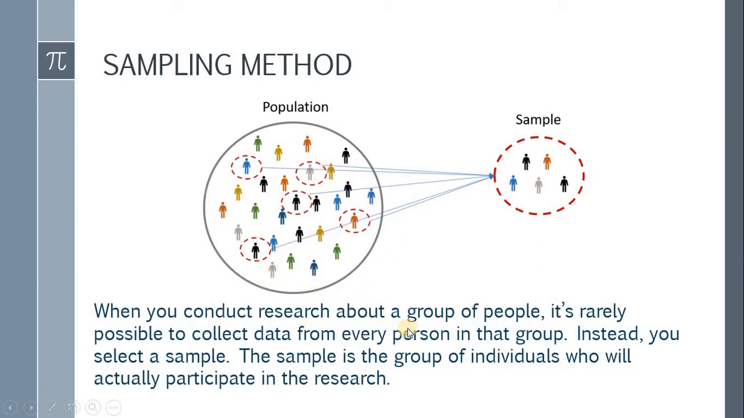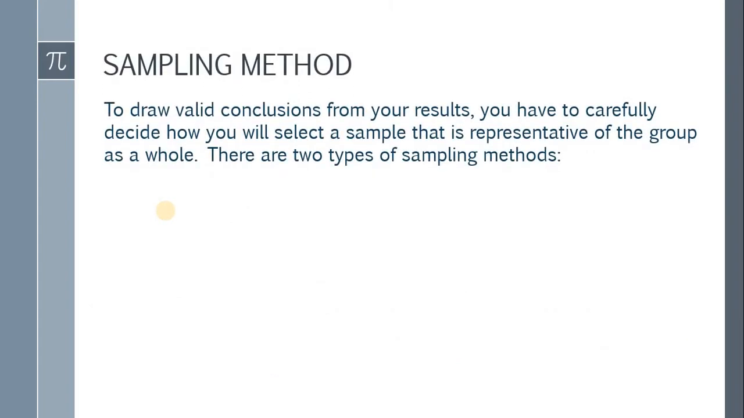Okay? So, when you conduct research about a group of people, it's rarely possible to collect data from every person in that group. Instead, you select a sample. So, imposibleng makuha natin lahat ng impormasyon sa buong population, kaya kukuha lang tayo dun sa sample na kinuha natin sa population. Okay, paano ba natin sila kukuhanin, yung mga sample na yun? To draw valid conclusions from your results, you have to carefully decide how you will select a sample. So, yun yung gusto nating malaman. Paano ka pipili ng sample? Okay, so meron tayong two types ng sampling methods.